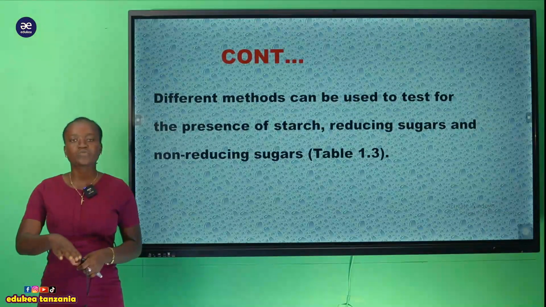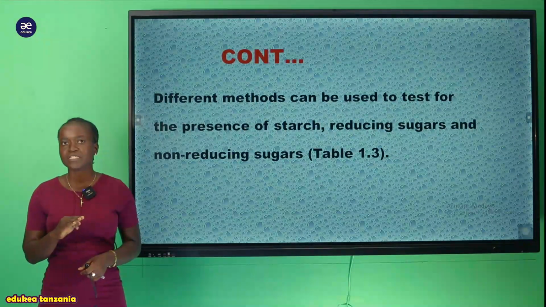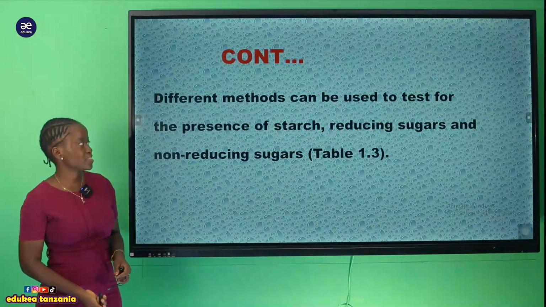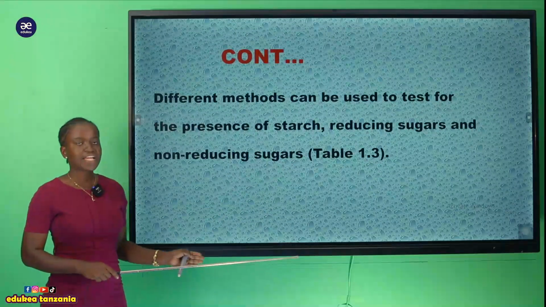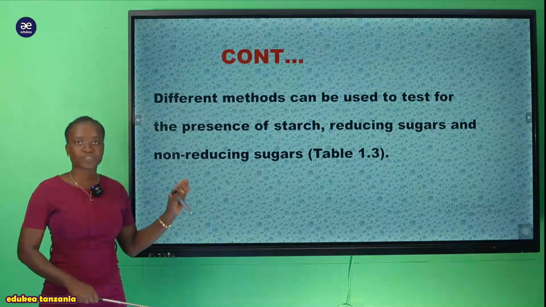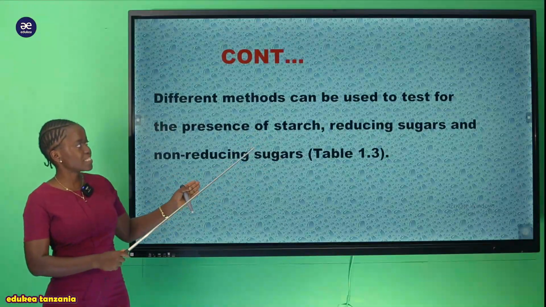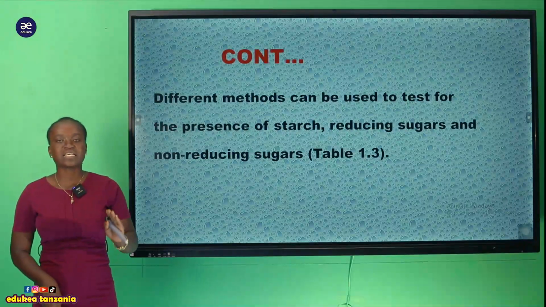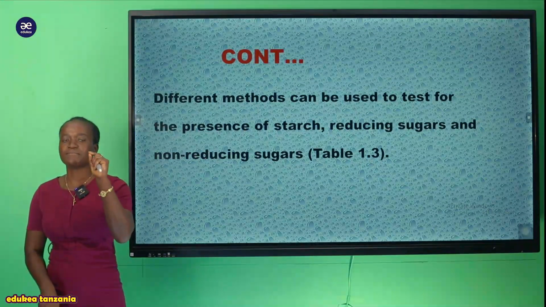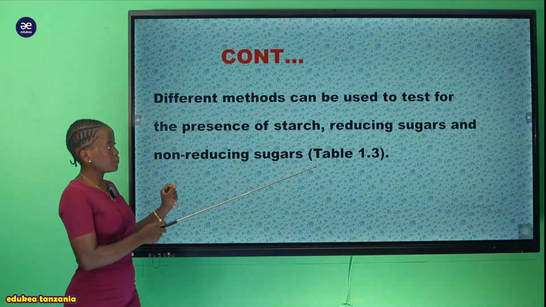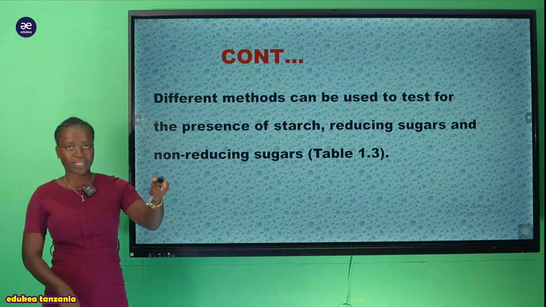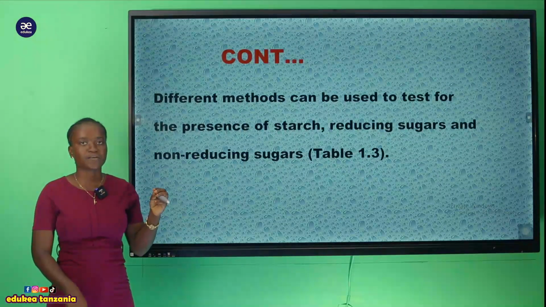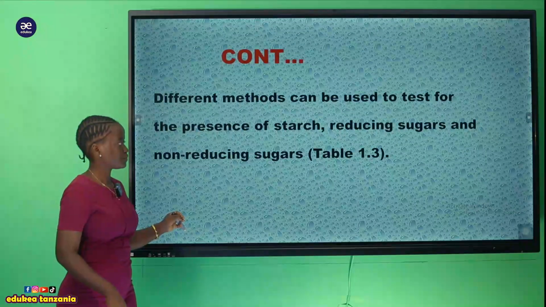Here we are going to test only three things in carbohydrate. The first is the presence of starch, and also we are testing the presence of reducing sugar, and also the presence of non-reducing sugar. If you notice the presence of any of these three carbohydrates, it means there is a presence of carbohydrate in your chemical. This table 1.3, we are going to see it later on while we discuss the structure of the basis of tests of carbohydrate.